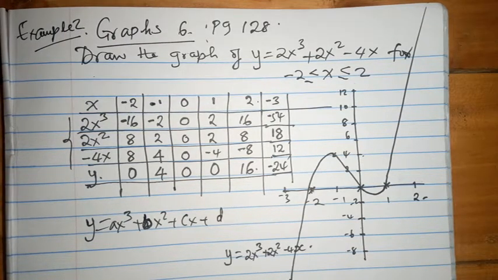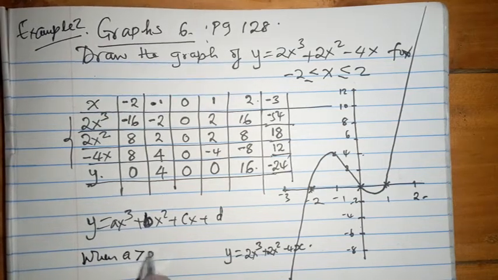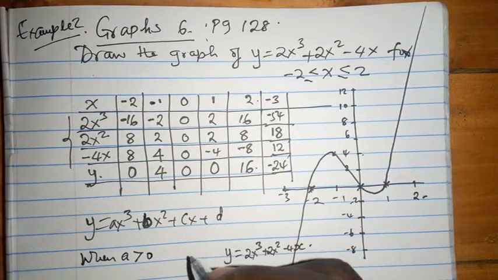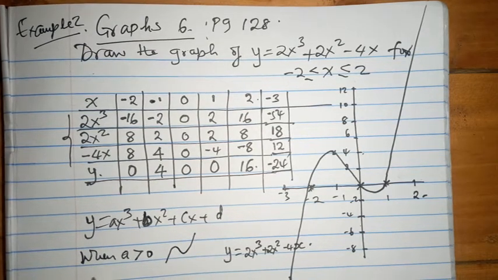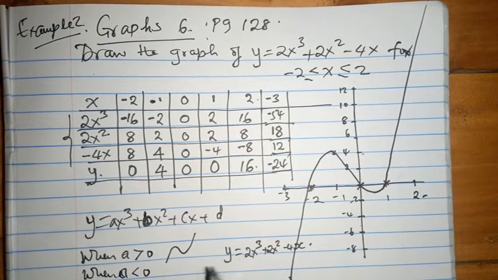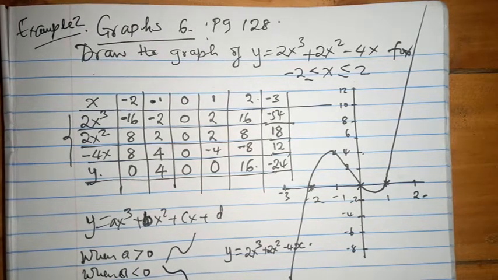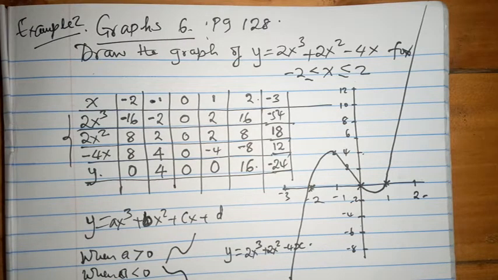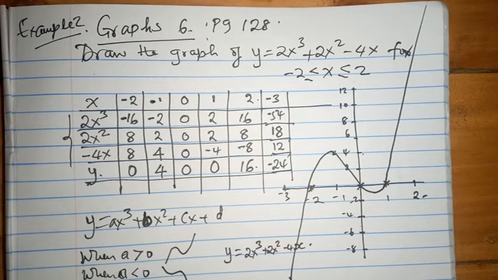It is important that when a is greater than 0, then we have a shape of a graph that looks like that. When a is less than 0, then we have a shape that looks like that. So either way, we should be able to know the general shapes of this particular graph.